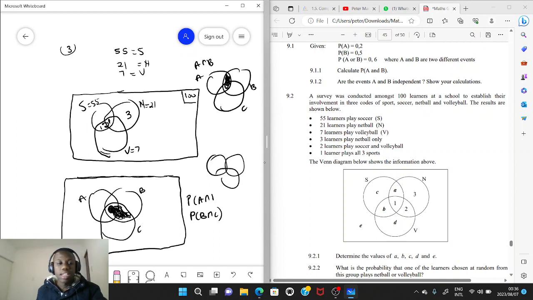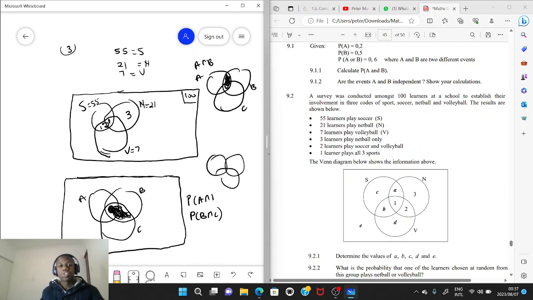And then the other thing, what's left here is to fill the spaces. Now I want you to note that here we were given the total number of learners that play soccer, right? And in this case it's 55. We were given that the total number who plays sports is 55. Right, so we have these spaces. We have to fill these spaces. So we are done with the given information.